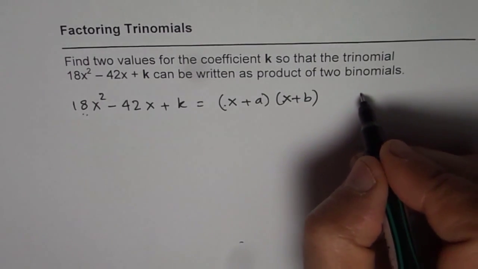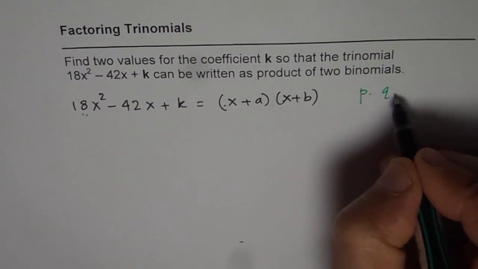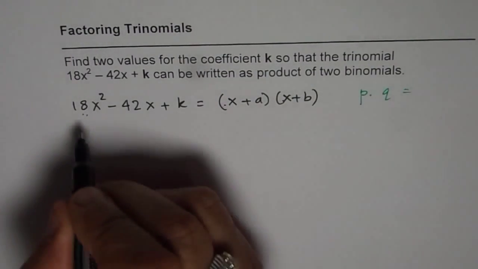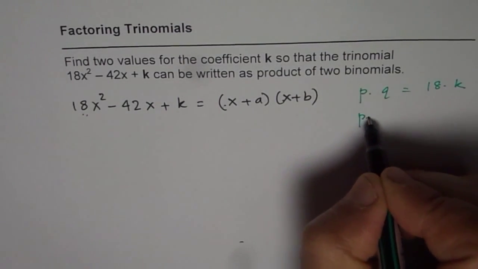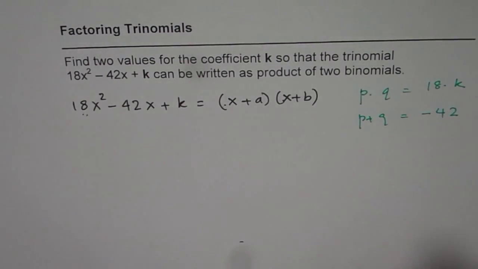The strategy is product and sum, right? So we are basically looking for two numbers, p and q, so that when you multiply these numbers, you get 18k, right? 18 times k. But when you add them, then what you get is minus 42. So that is a strategy.